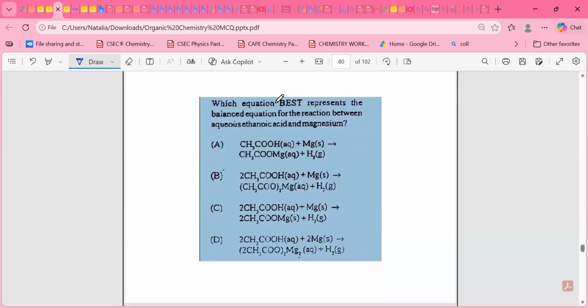Which equation best represents the balanced equation for the reaction between ethanoic acid and magnesium? Now, magnesium ion is 2 plus, so ethanoate ion is 1 minus, so we're going to need 2 of them. Where we're seeing 2 of the ethanoate ion is B and D. Which is the correct one, B or D? B.